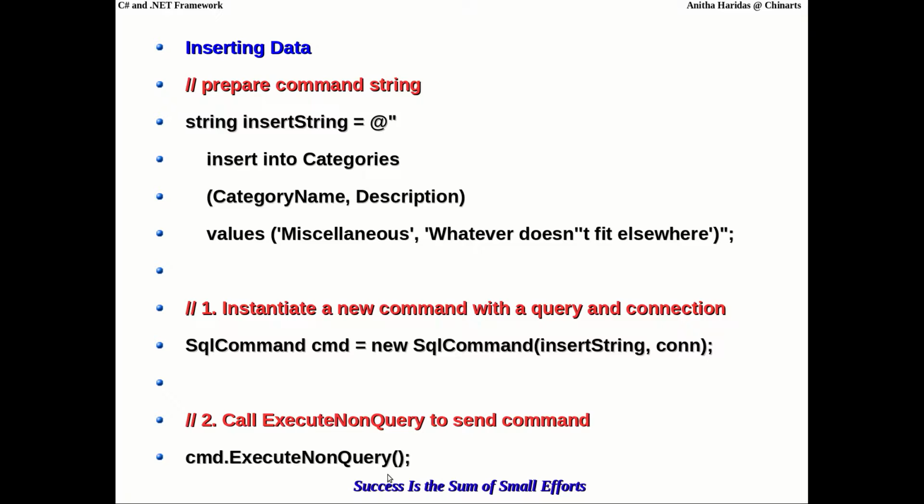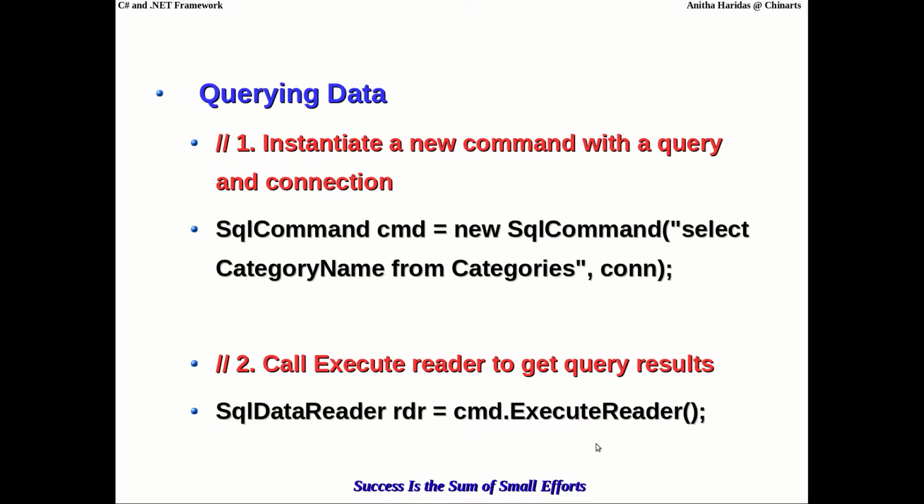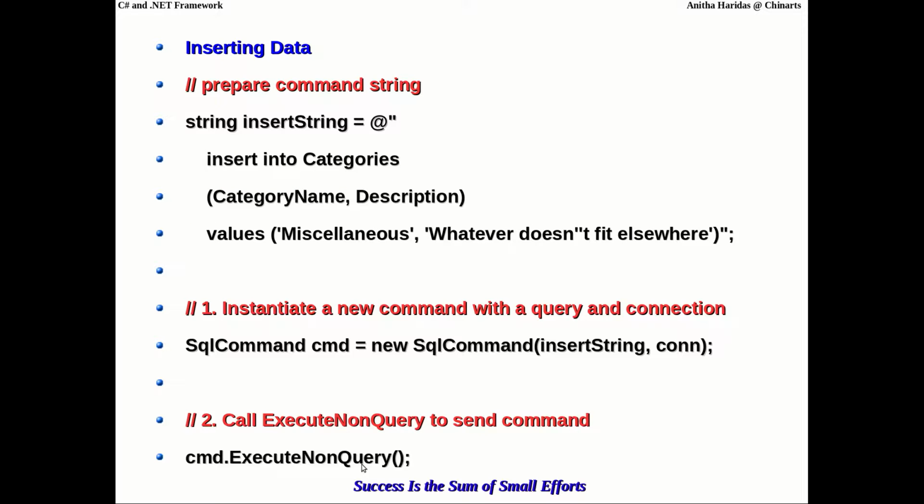What is the first method we have seen? Execute reader, which is used for retrieving data from the database. Execute non-query, which is used for storing the data into the database. So it is not returning any value. You simply say command object dot execute non-query.